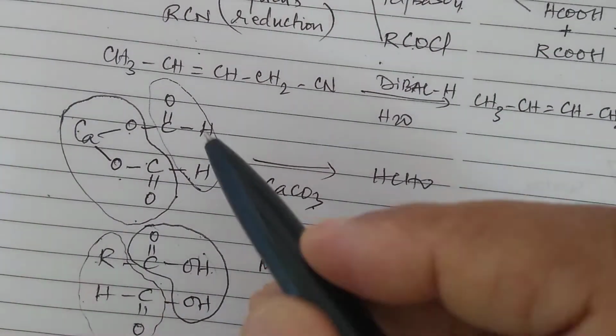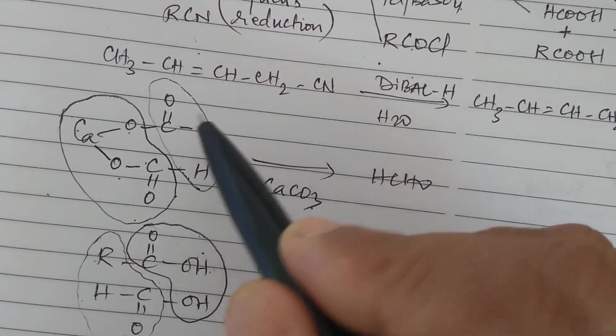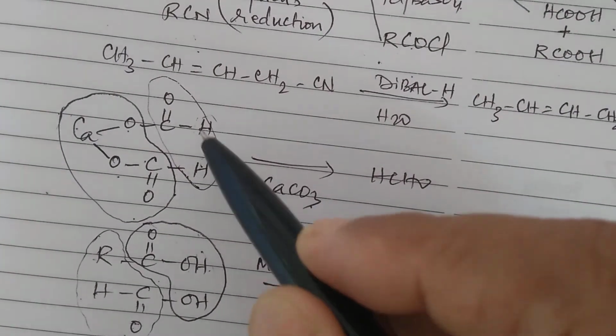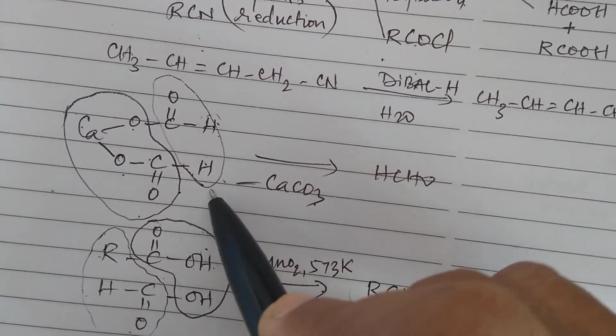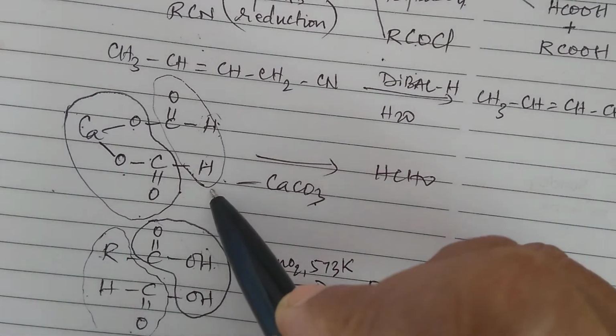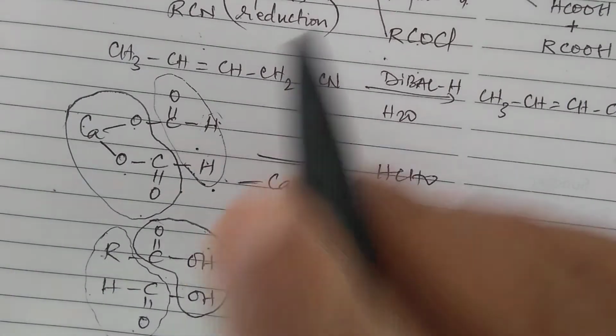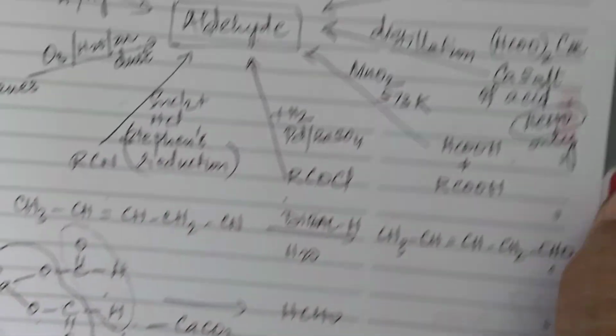Is that clear? Now supposing you are using calcium acetate, then here it will be CH3 and CH3. So in that case, what will you get? You will get CH3COCH3. That means a ketone will be obtained. So unless you are using calcium formate, you can't prepare aldehyde. So this is one restriction or limitation here.